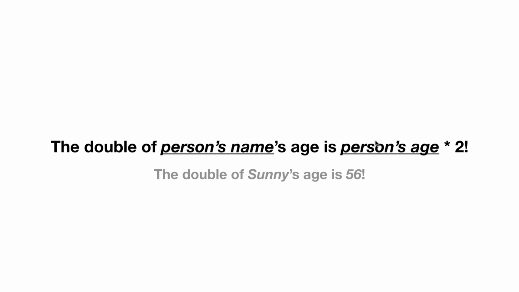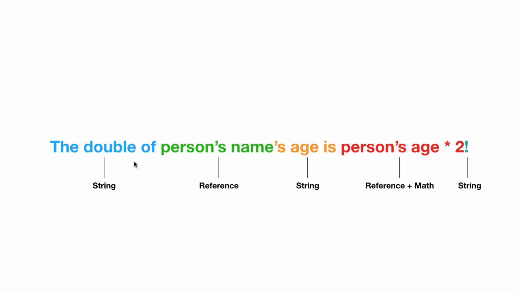So the way that I will approach this is to first break these down into different text blocks. What I mean by a text block is something like this. I added some color code to the text, and each color is its own block. In the first block, "the double of" is a fixed text, so we're going to create a string. The second block is the person's name, which we know is a reference. The third block is "age is", also a fixed string. Then we have the person's age times 2, which is a reference plus some math. And the last block is the exclamation mark.